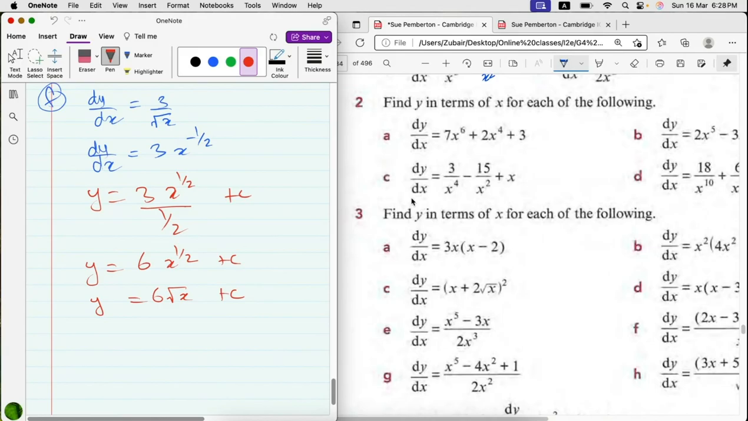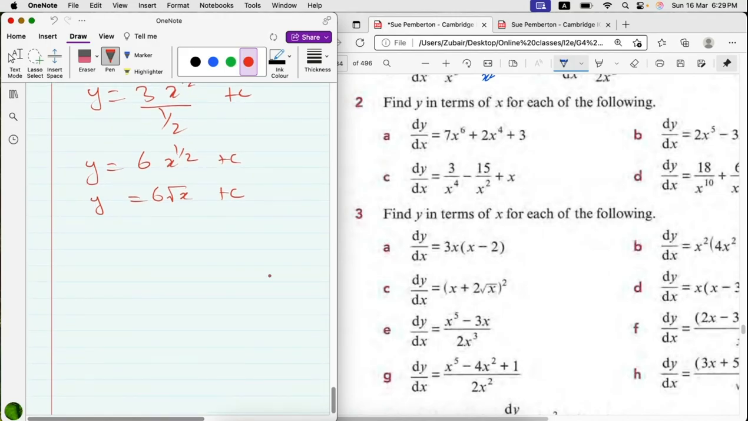So the integrated form is 3x cubed over 3. Which part are you doing? Oh, I'm doing 3a part instead of 2. Okay, let me just see that. I was looking at 2a.